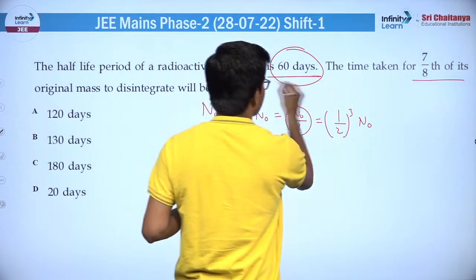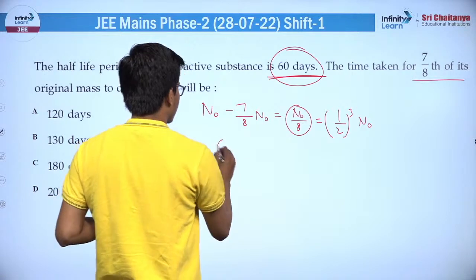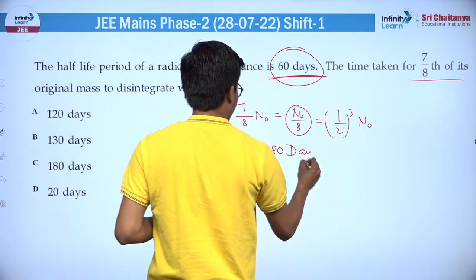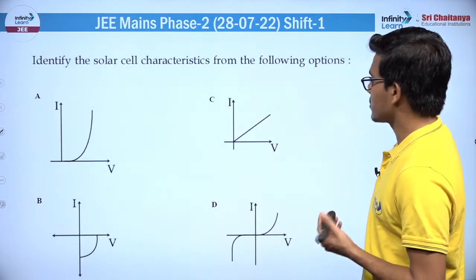So if this is the half-life, 60 days, the total time should be 60 into 3, that is 180 days. That is option C. Alright, moving to the next question.